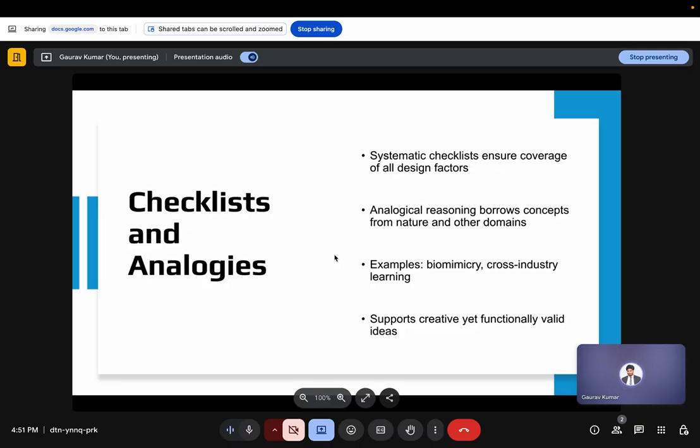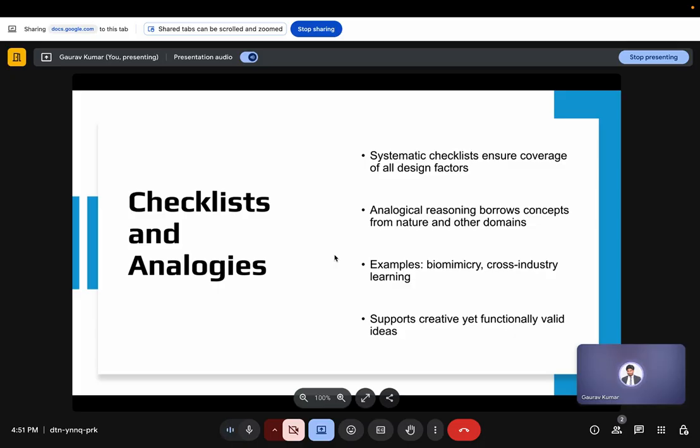The next one is checklists and analogies. So checklists ensure coverage: safety, reliability, assembly, cost, service, environment. They reduce the omissions and errors typical in fast ideation. Analogy imports patterns from other domains.